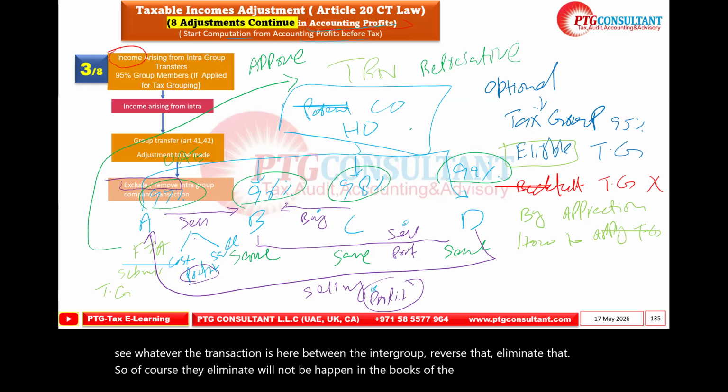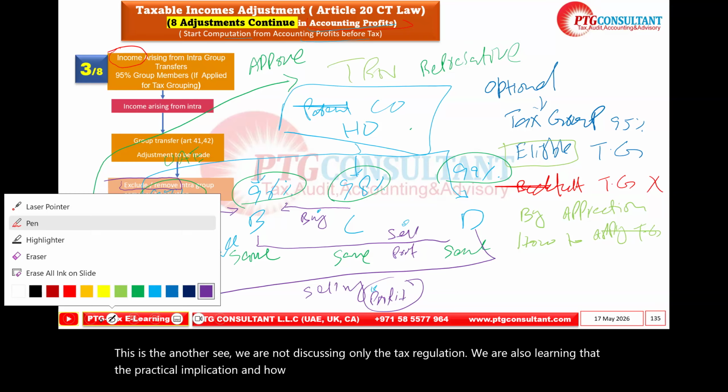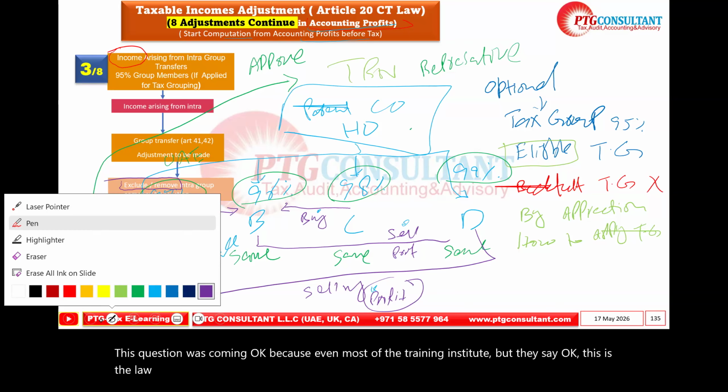Okay, this is another point. We are not discussing only the tax regulation. We are also learning the practical implication and how we can do it in our books, because this is what we have seen during our learning also. This question was coming. Even most of the training institutes say, okay, this is what the law is saying. Then the question comes from the participants, the students. They say, okay, what will we do?